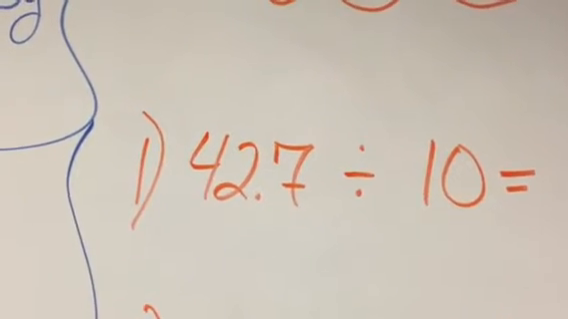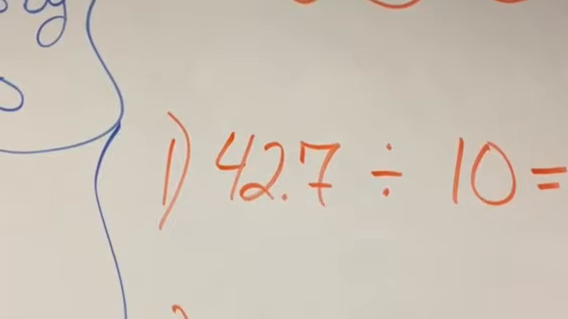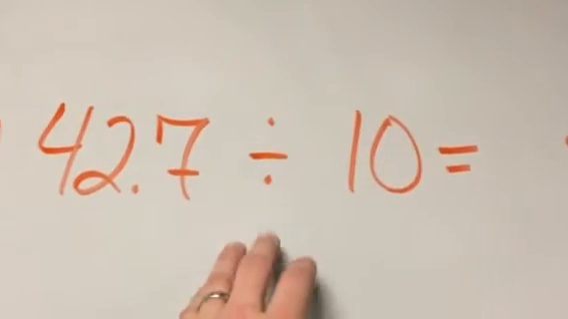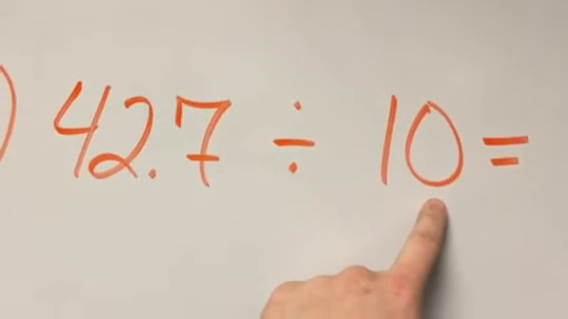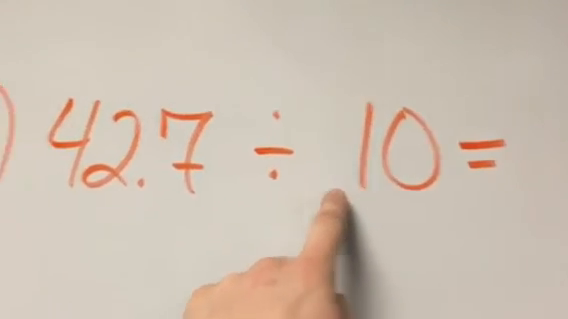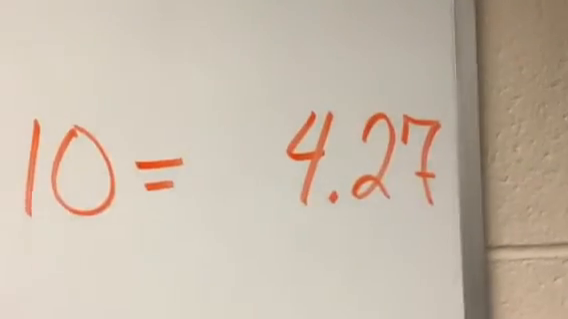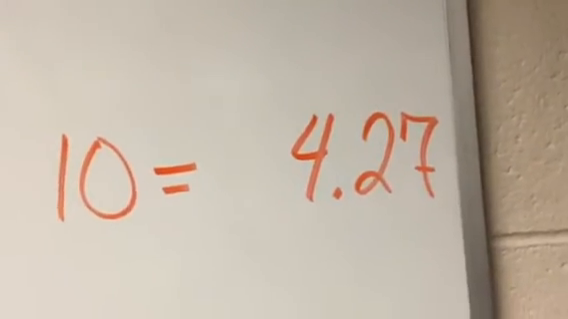42.7 divided by 10. If I think back to it, I'm moving it to the left the number of zeros in my divisor. How many zeros are in my divisor? 1. So I'm going to move it over 1 space right to here, which gives me an answer of 4.27.